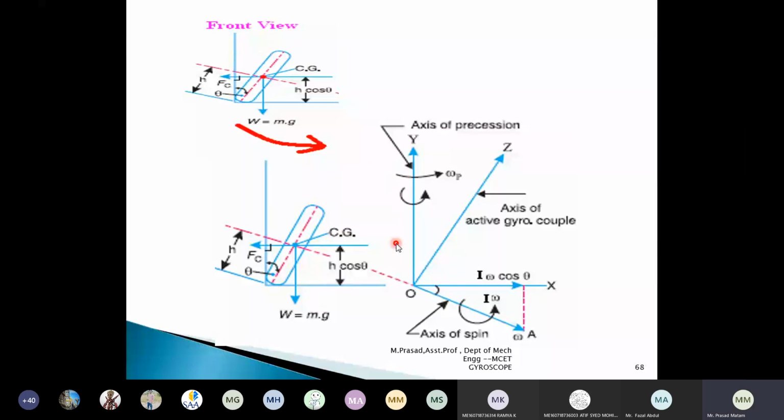When you see the front view of the vehicle, this is the center of gravity of the vehicle. This height h is the height of the center of gravity, and Fc is the centrifugal force acting towards the left hand side, and W is the weight of the vehicle acting downwards. If you resolve this height h along the x-axis and along the y-axis, this portion I call h cos theta, and this portion I call h sin theta.